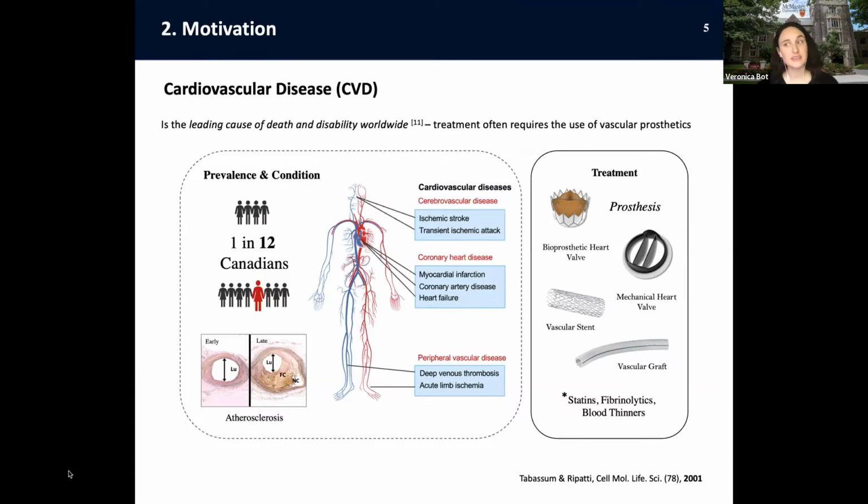The prevalence and cost of this condition has driven the development of therapeutic solutions. The use of drugs like statins, fibrinolytics, and blood thinners is often used as a prevention and early stage intervention. But when this is inadequate, the use of vascular surgery and vascular prosthetics is required. This may involve heart valves, vascular stents, vascular grafts. These are made of a range of materials such as PTFE, PET, Dacron, stainless steel, just a range of non-biological materials. And these are often implemented in different types of surgical operations.